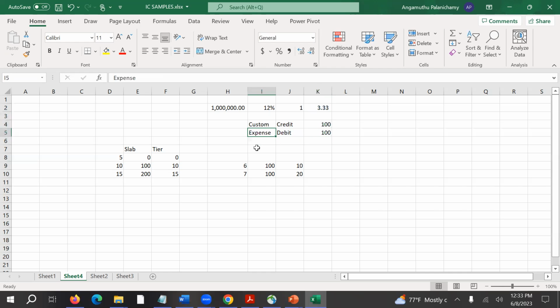It's supposed to be 3.33. So instead of posting this entry, what they do is debit my expense per day 3.33 and credit receivable 3.33. This is on the first day.